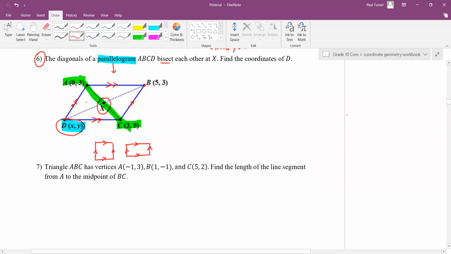Because all you need are two pairs of parallel sides. That's the only requirement. So must have two pairs. So the top and bottom and left and right. So two pairs of parallel sides. That's the only requirement for a parallelogram.